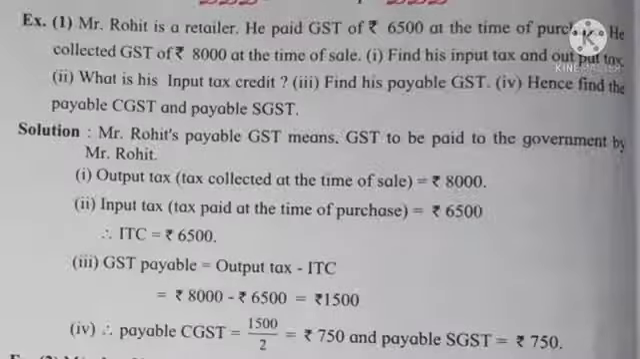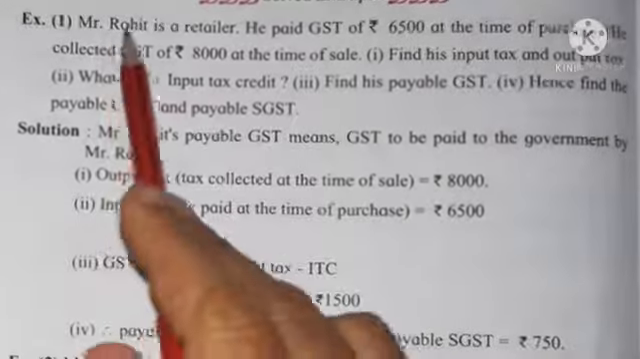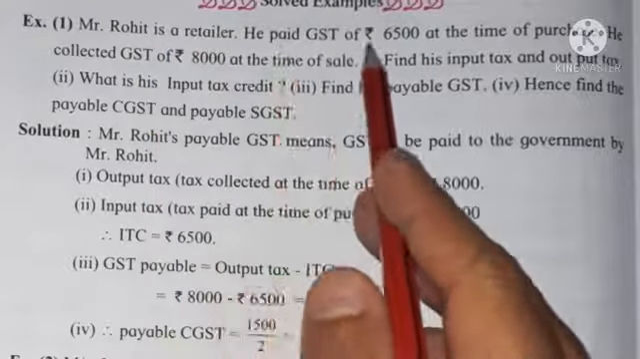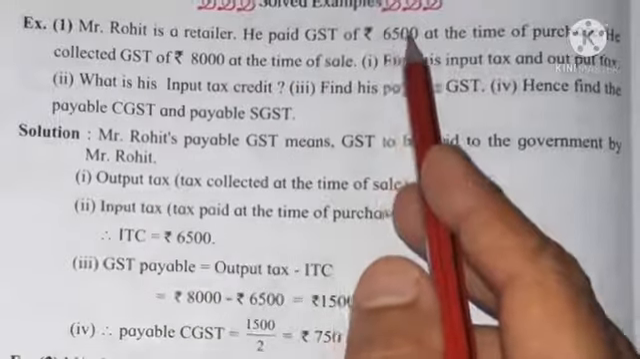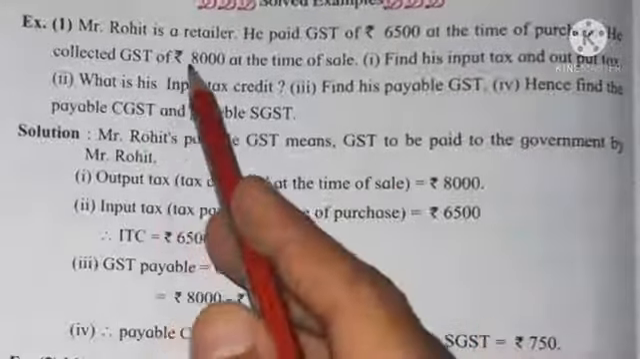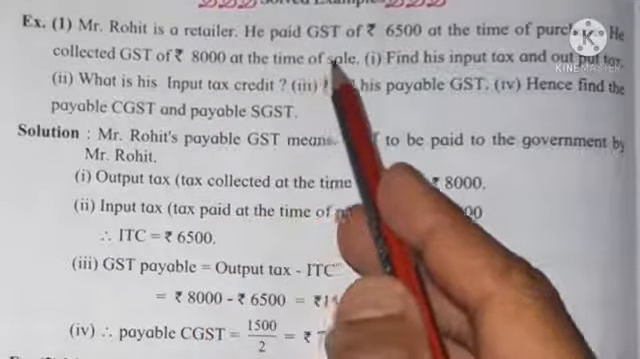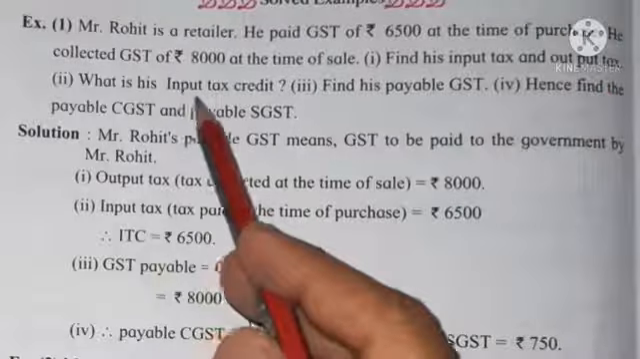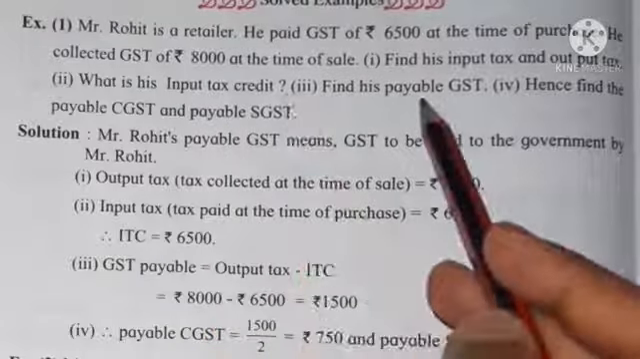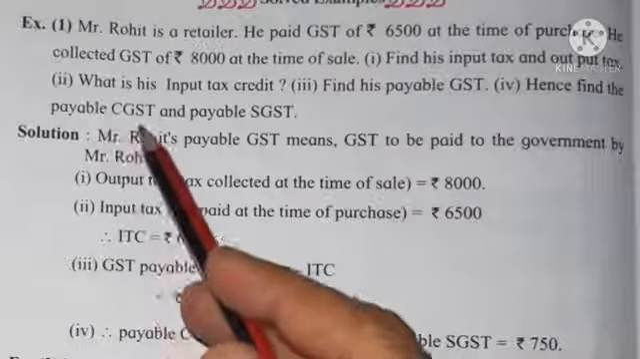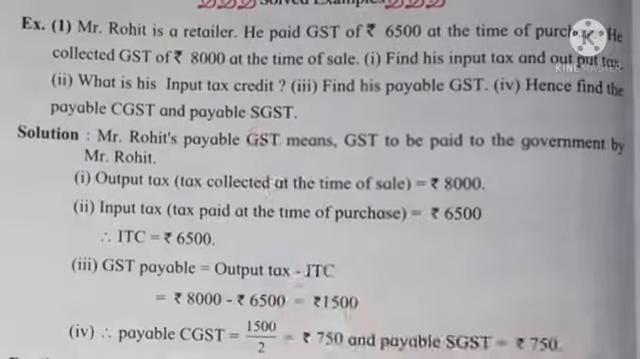Now we see some solved examples in the textbook. See the question first. Mr. Rohit is a retailer. He paid GST of rupees 6,500 at the time of purchase. He collected GST of rupees 8,000 at the time of sale. Find his input tax and output tax. What is his input tax credit? Find his payable GST, and hence find the payable CGST and payable SGST.